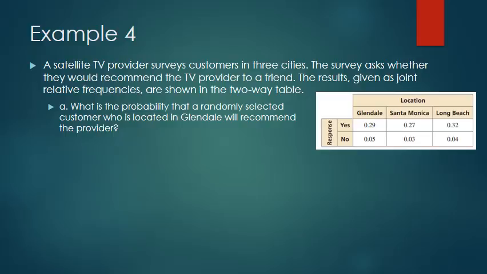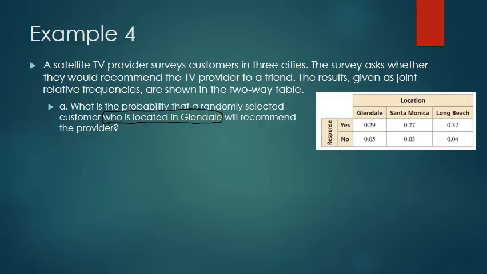So this is conditional probability because there is a condition on the situation. The condition on this situation is like the restriction. So it's the probability of a randomly selected customer. We want to know if they're going to recommend the provider. But what's the restriction? The restriction is that the customer has to be located in Glendale. So when you're doing one of these conditional probability questions, you have to find the restriction first.